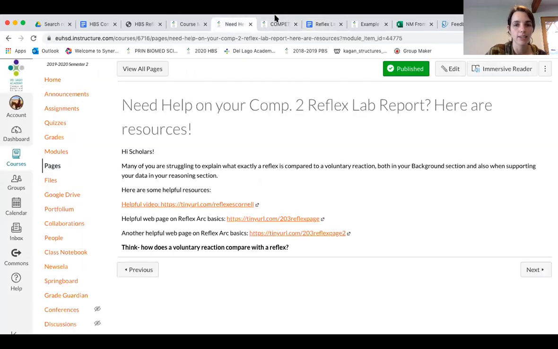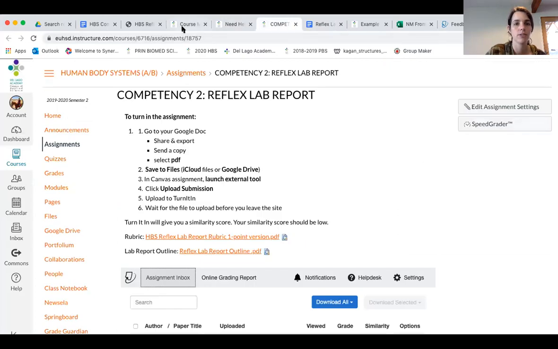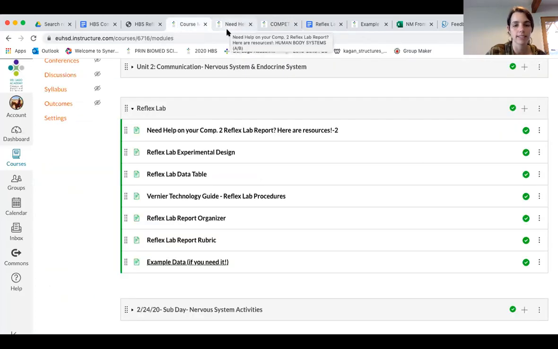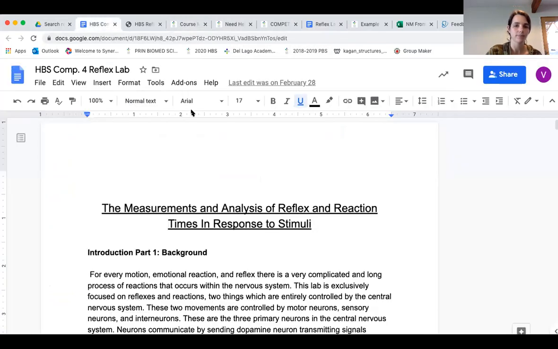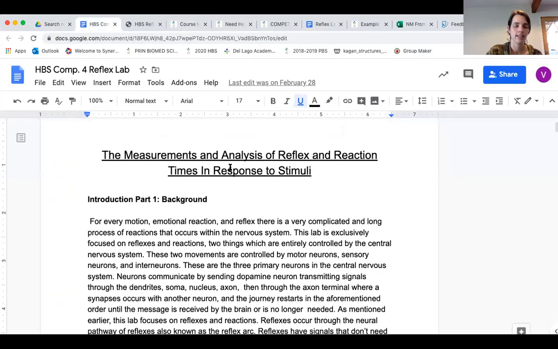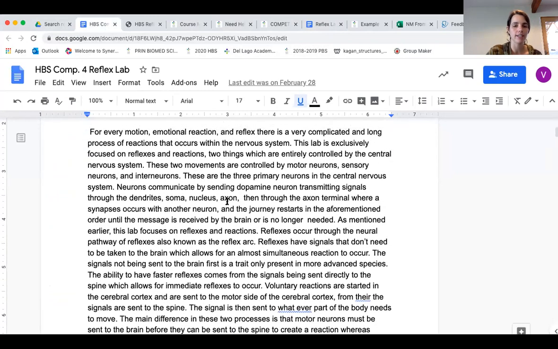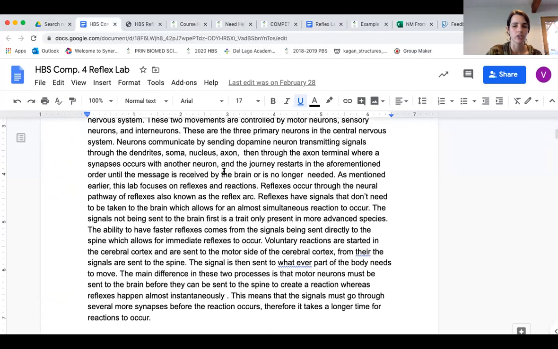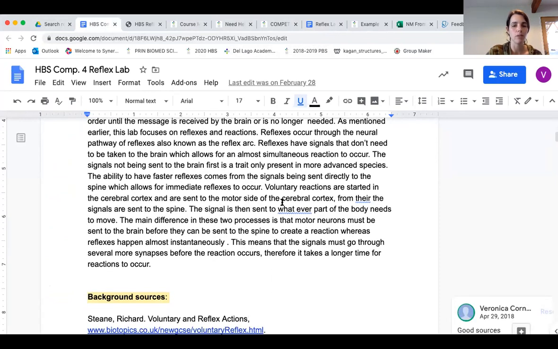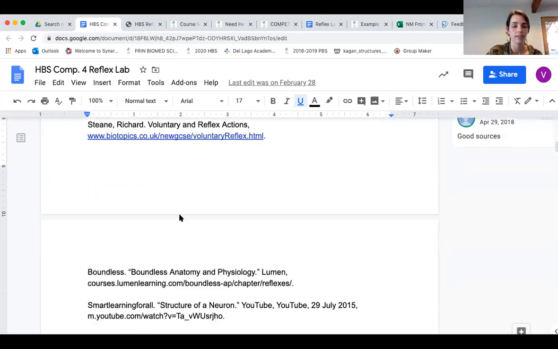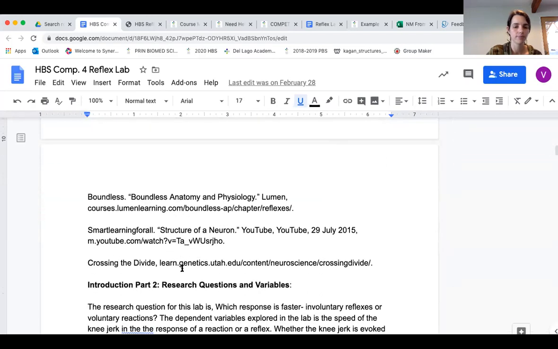So that is an overview. If you need further help, further assistance, let me know. Again, here is your main guide. Last thing is, I will show you what a finished lab report looks like. So here's an ideal lab report. You can see they have their title, background section where they explain the various types of neurons, including the structures. They explain how they communicate and what reflexes and reactions are. They also included background sources.